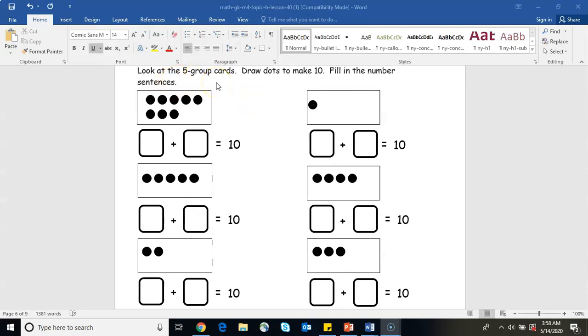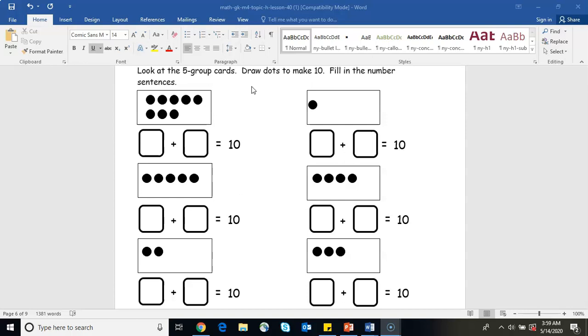Okay, now we're on lesson 40. So go ahead and go to the first problem set in lesson 40. And we'll do 2 of these together. So let's look at the 5 group cards. Remember, these are all 5 group cards. Look at the 5 group cards and draw dots to make 10.